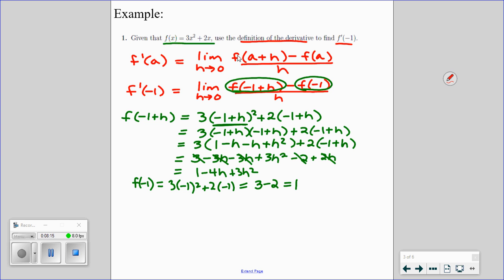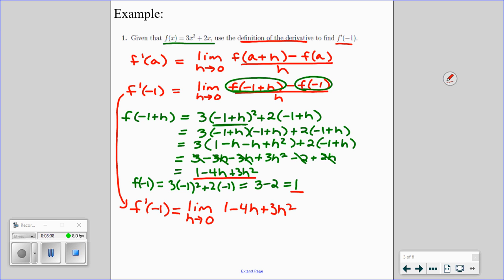Okay, so this is coming down here now. So f prime of -1 is going to equal the limit as h approaches 0 of f of -1 plus h. Okay, remember that ended up equaling 1 minus 4h plus 3h squared. Okay, minus f of -1. That ended up equaling 1, so we'll have -1. Okay, all over h.